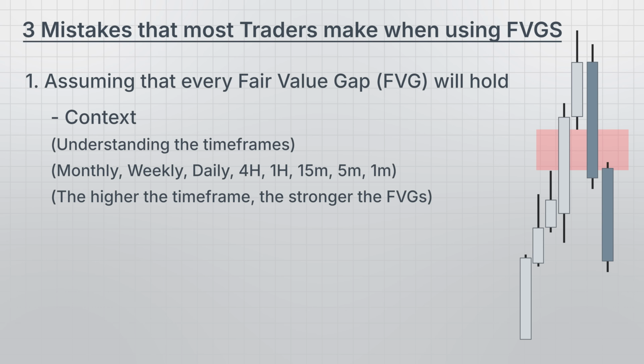Context is understanding the timeframes. The timeframes I'm using are the monthly, the weekly, the daily, 4 hour, 1 hour, 15 minute, 5 minute, and 1 minute. The higher the time frame, and the highest time frame I use is the monthly, that is going to have the stronger fair value gaps. Now, why is understanding those timeframes important?